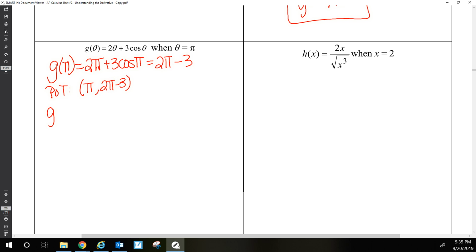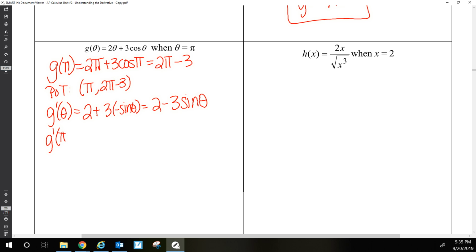Find the slope. First we're going to find the derivative. So the derivative at theta, remember this is kind of like 2x. What would be the derivative of 2x? Just that coefficient, which is 2, plus 3 times the derivative of cosine theta. Well, the derivative of cosine theta is negative sine theta. So this is really 2 minus 3 sine theta.